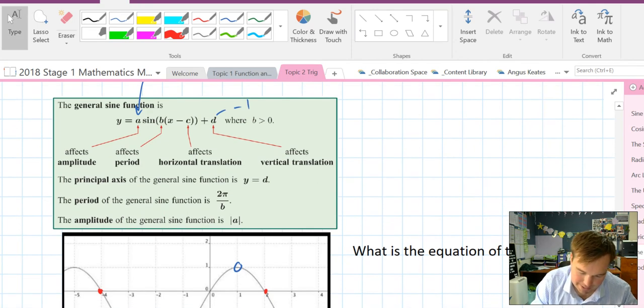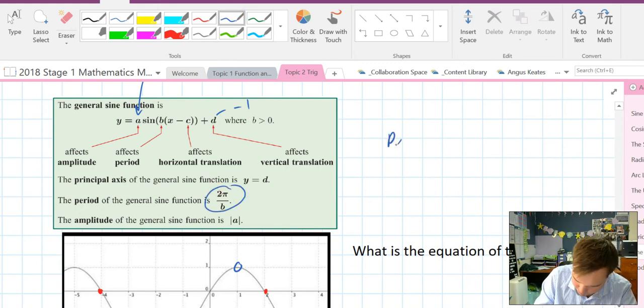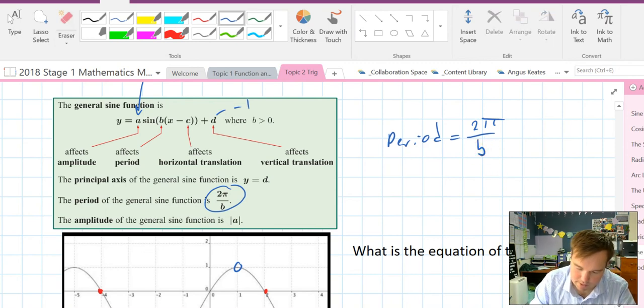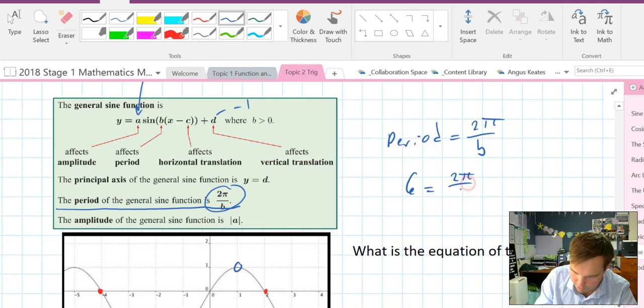So if the period is 6, then what we have is saying the period is equal to 2 pi on 6. Oh, sorry, 2 pi on B. So that's the starting point for this line here. Period equals 2 pi on b. We can see from the graph that the period's 6. So we can say 6 equals 2 pi on b.